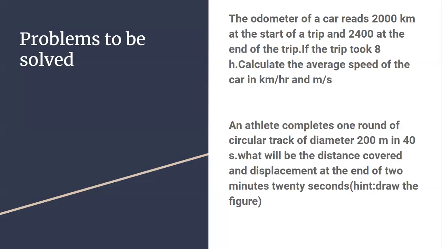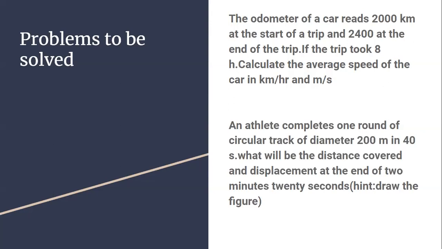The odometer of a car reads 2000 kilometer at the start of a trip and 2400 at the end of the trip. If the trip took 8 hours, calculate the average speed of the car in kilometer per hour and then meter per second. You have to do the conversion for it.